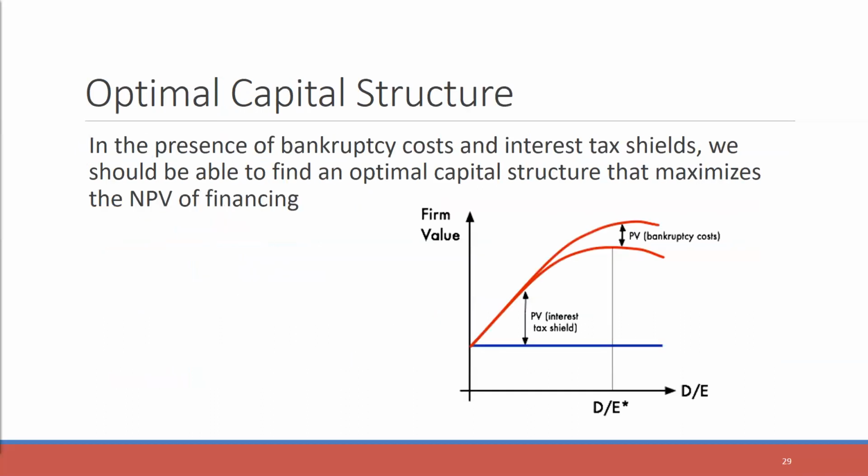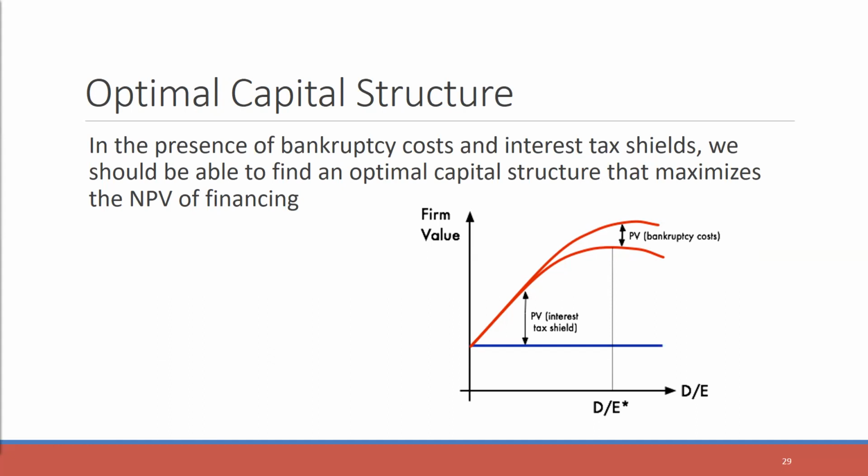Okay, so remember from our last lesson that we said there was an interest tax shield. And now we're saying that there are bankruptcy costs. We've got a plus and we've got a minus. There must be some way to find an optimal or best capital structure, the best mix of debt and equity, given these two things that the firm is trading off. So let's set up an example and see if we can find the capital structure that's going to maximize the net present value of financing.